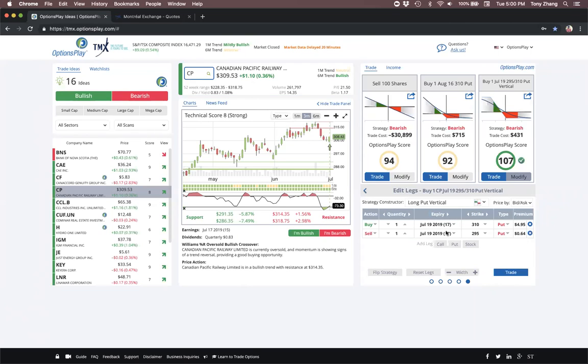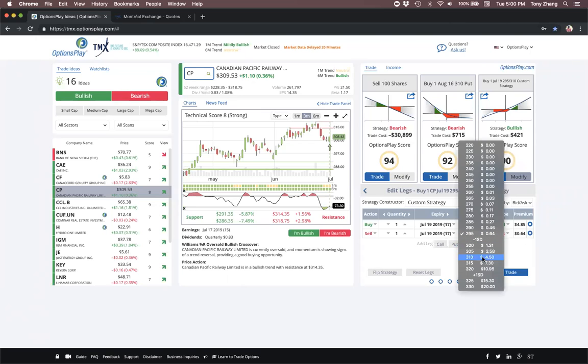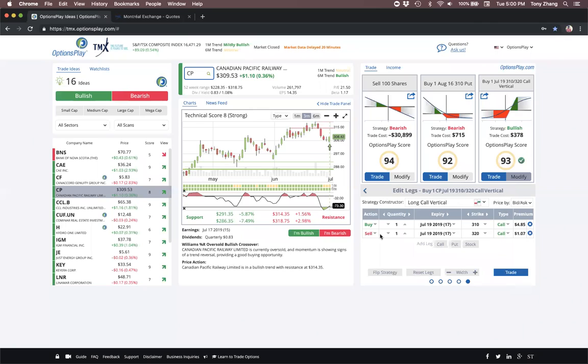Let's take a look at some expirations. July 19th is the only expiration here. So I would sell the 310 calls, the at-the-money calls, and I buy maybe the 315s or the 320 calls against that. So I'm going to sell the 310s and buy the 320s. This is a $10 vertical.